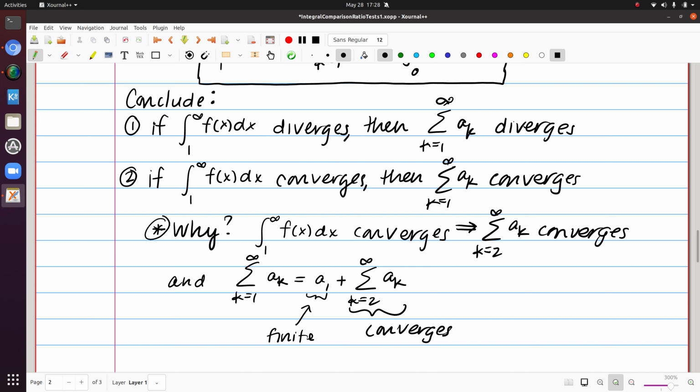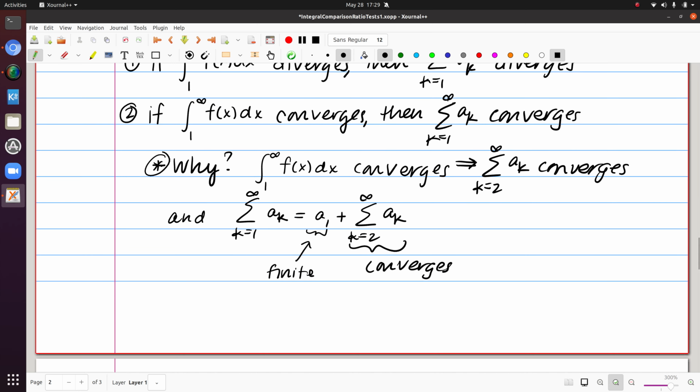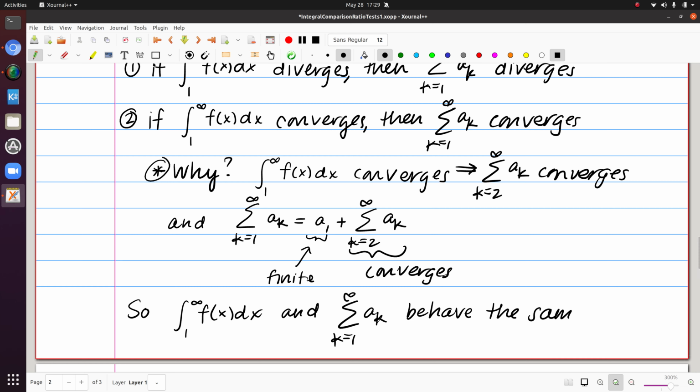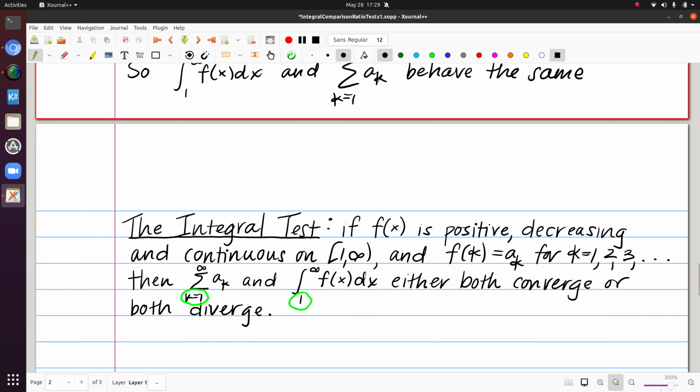So this is the reason why I can jump from the statement about the lower bound converging to saying the sum can converge. So what's essentially happening here is that in the instance where we can use this theorem, or the integral test, essentially what we're saying is that the infinite sum and the integral behave the same. They either both converge or they both diverge. And that leads to the integral test.